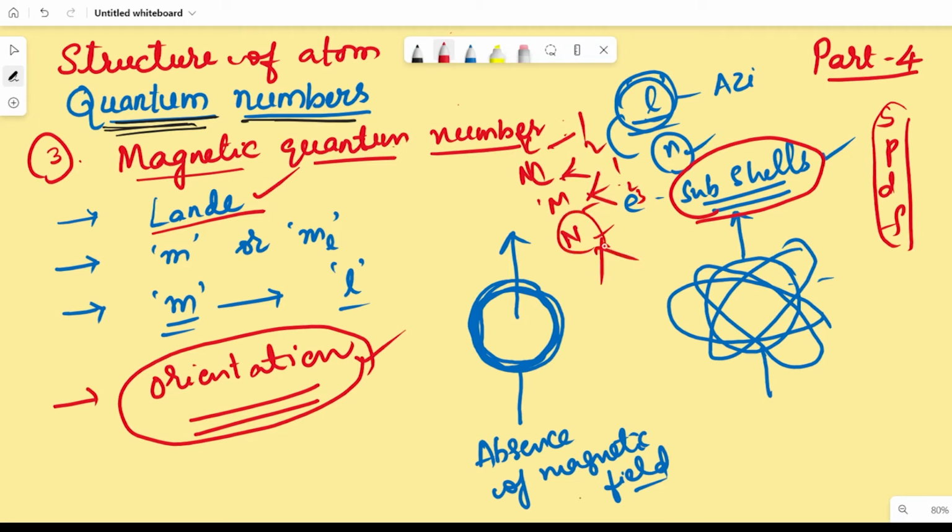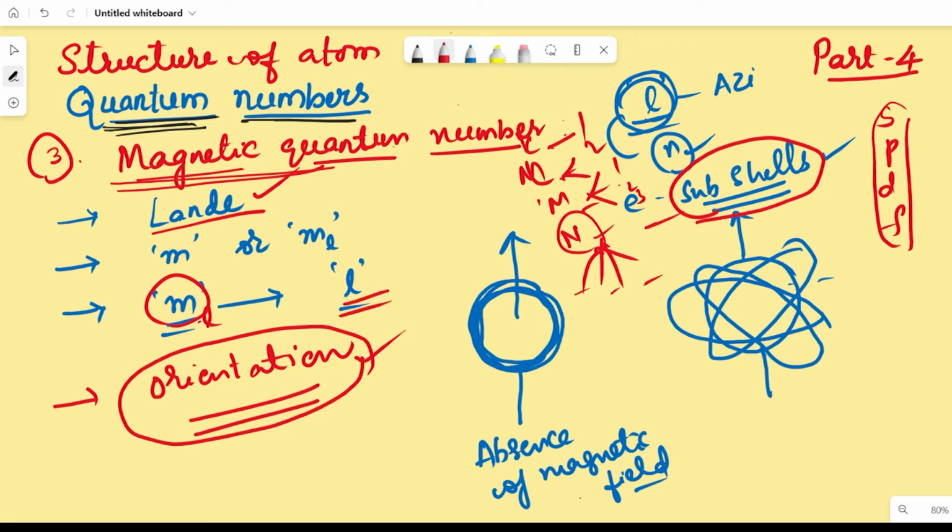And N shell having 4 subshells. The electrons present in these subshells will orient in different directions, depending on their energy. That is called the magnetic quantum number. This is proposed by the scientist called Lande. And here, as I already told you, the magnetic quantum number m_l value always depends upon the l value.